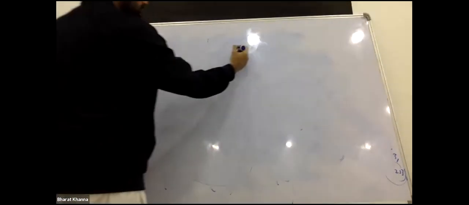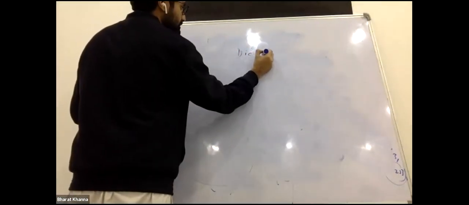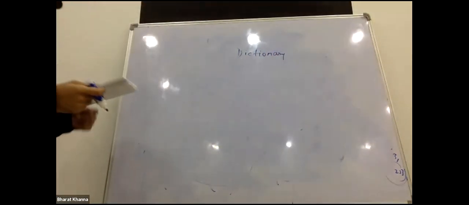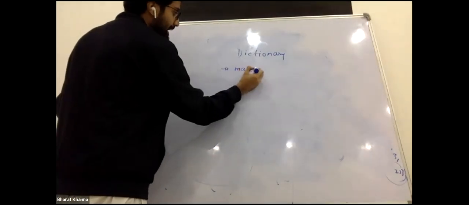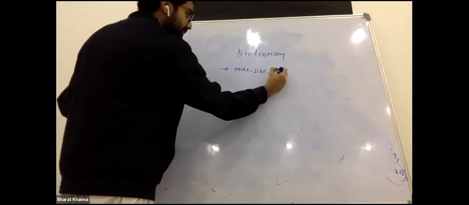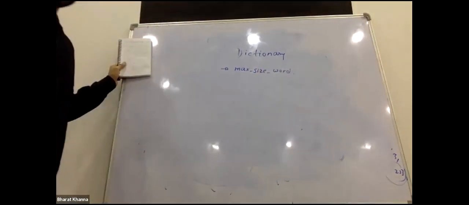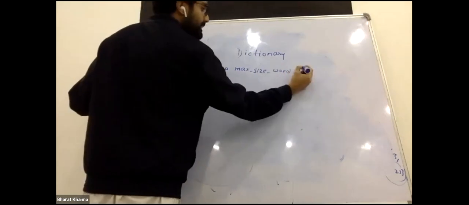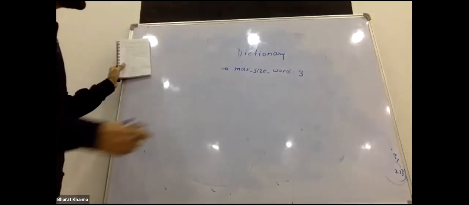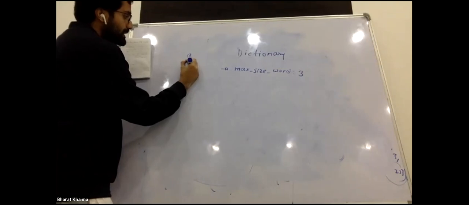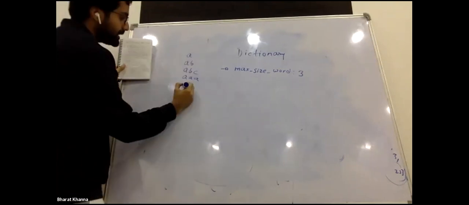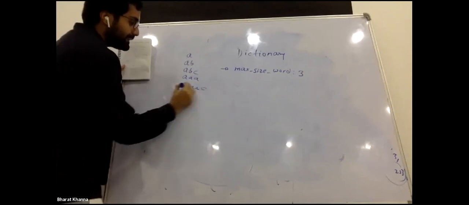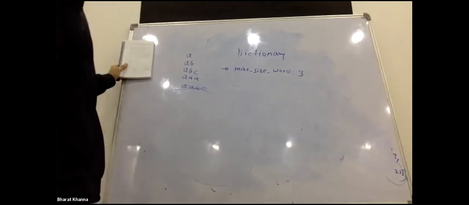So let's say I have got a dictionary, and there are the following properties of the dictionary. The first property is that the max size of any word in this dictionary will be 3. So in this dictionary, words like A, AB, ABC, AAA can exist, but nothing like AAAC can exist. Is that clear? That is the first property.